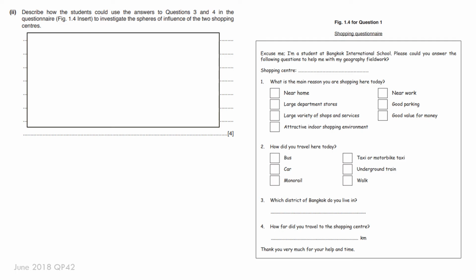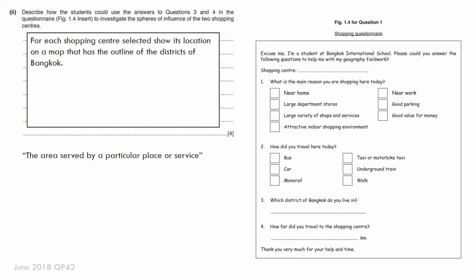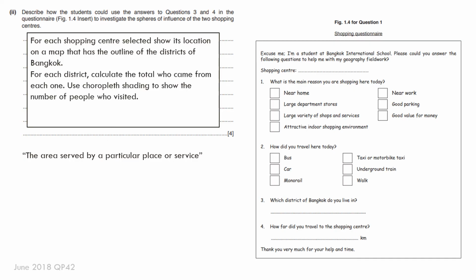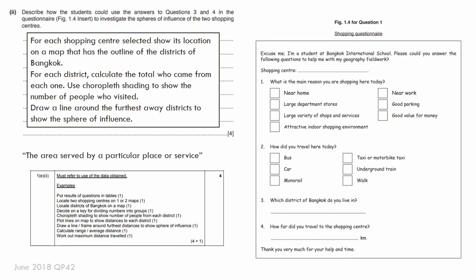Similar question again: describe how the students could use the answers to the questions, not write a questionnaire, but use the answers to certain questions to work out the sphere of influence of 2 shopping centres. Remember the definition. I'm going to show its location on a map. That's the outline of the districts of Bangkok. Then for each district, calculate the total who came from each one. Use choropleth shading to show the number of people who visited. And then draw a line around the furthest away districts to show the sphere of influence.